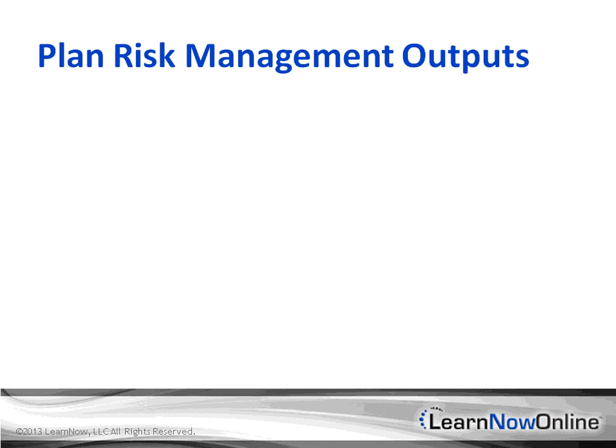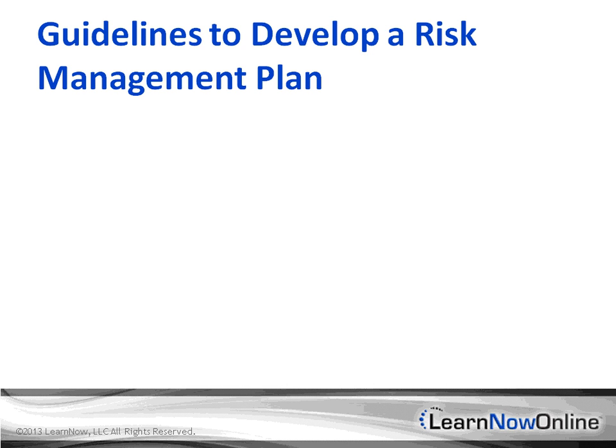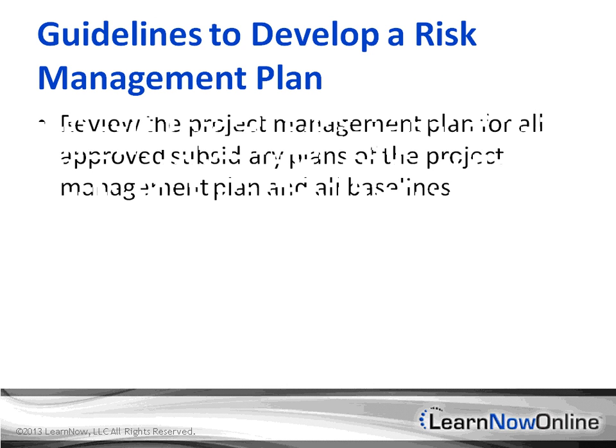There is one output from the plan risk management process. It is the risk management plan. As stated in the PMBOK guide, a risk management plan is a component of the project, program, or portfolio management plan that describes how risk management activities will be structured and performed. Guidelines to developing a risk management plan are the following.